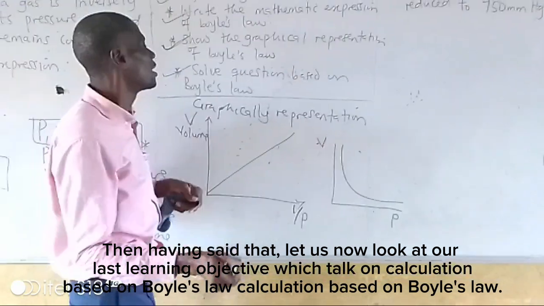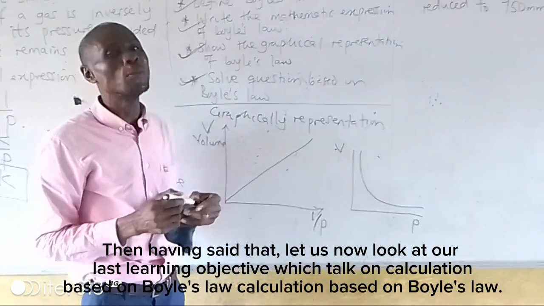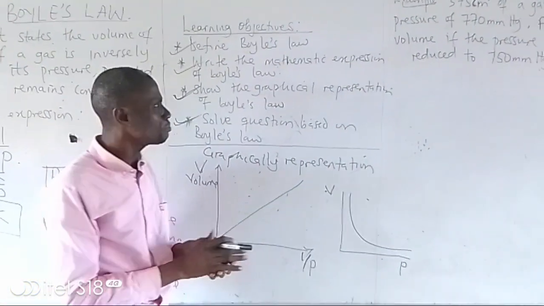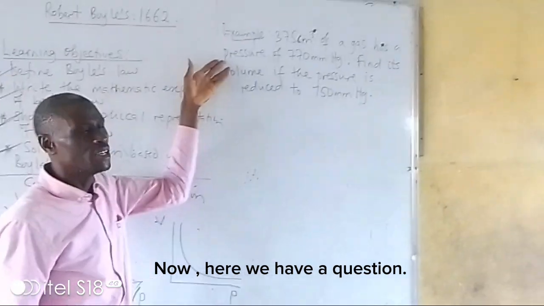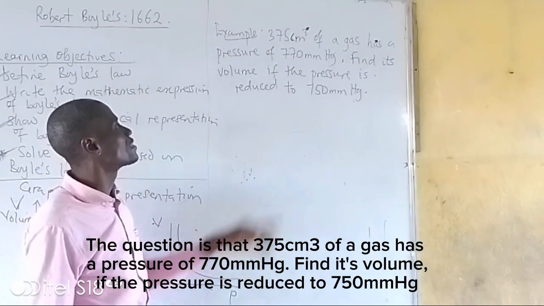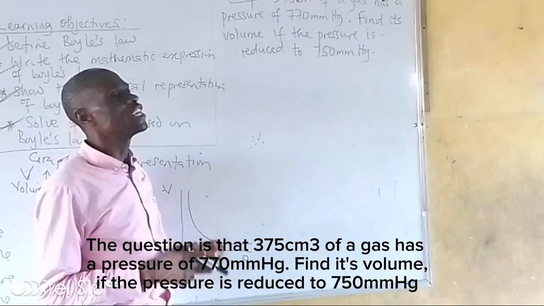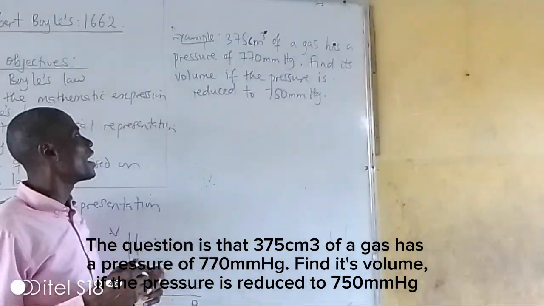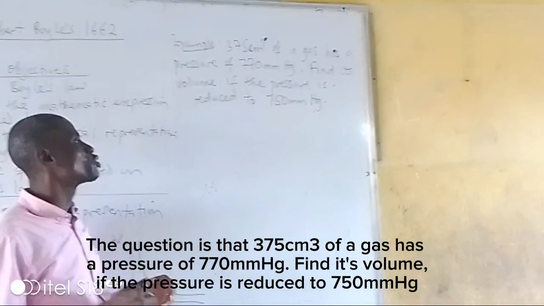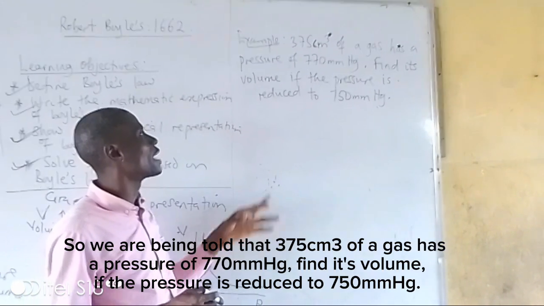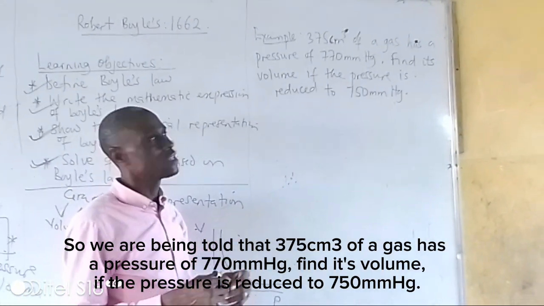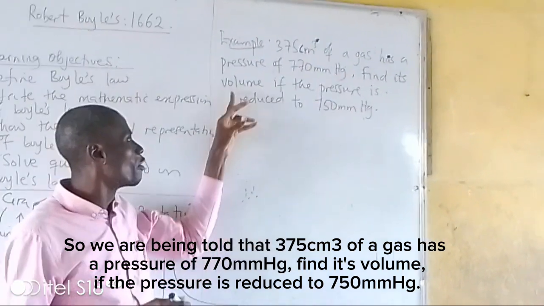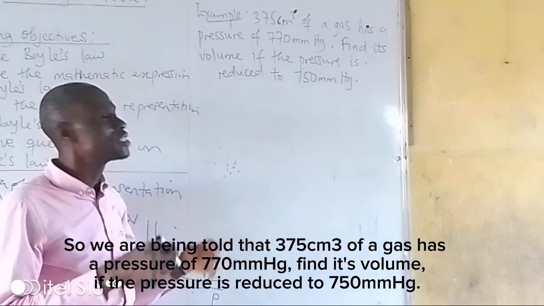Now, having said that, let us look at our last line, which is calculation based on Boyle's law. Here we have a question. The question is that 375 centimeter cube of a gas has a pressure of 770 millimeter mercury. Find its volume if the pressure is reduced to 750. So we are being told that 375 centimeter cube of a gas has a pressure of 770 millimeter mercury. Find the volume now if the pressure is reduced to 750.